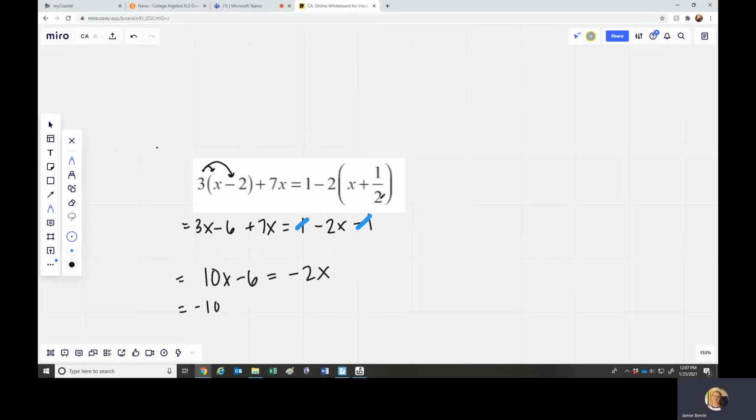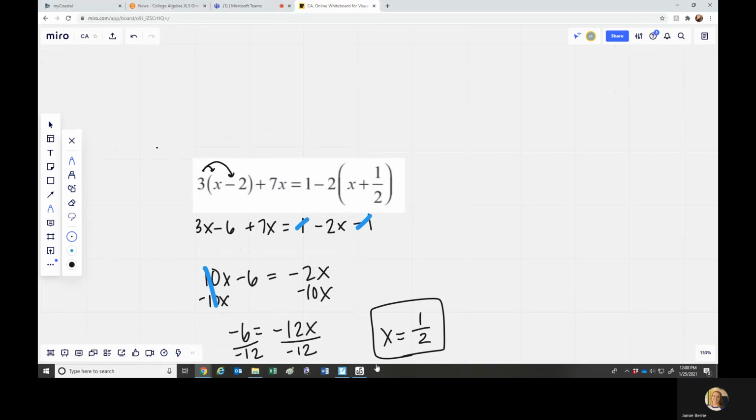Let's go ahead and just, whoops, let me do that over. Minus 10x, minus 10x, move the 10x over. I don't know why I'm writing the equals out here. The equals goes in the middle. Just habit, I guess. All right, so we have negative 6 equals negative 2 minus 10, that would be negative 12x. Divide both sides by negative 12 so we can get x by itself. And the answer would be x equals 1/2, because negative over negative makes it positive. 6 over 12 is the same thing as 1/2.